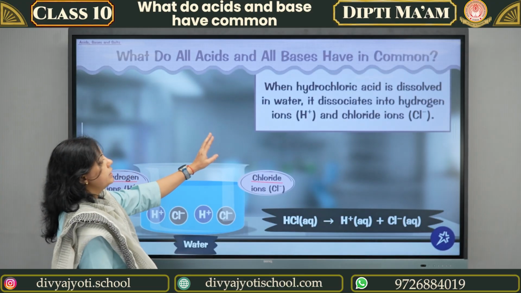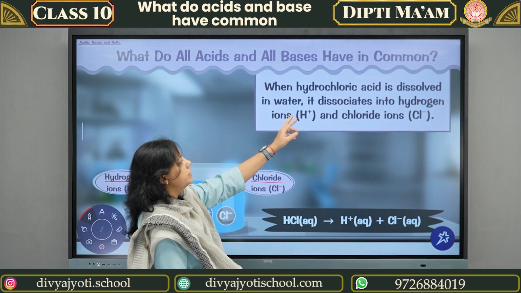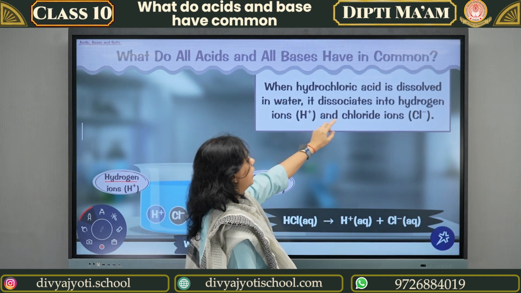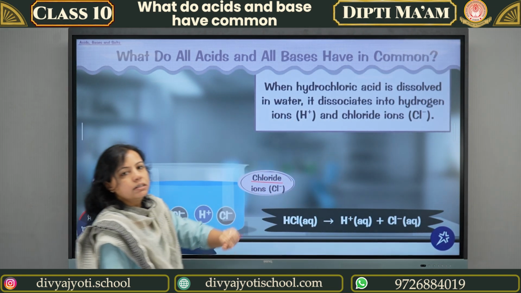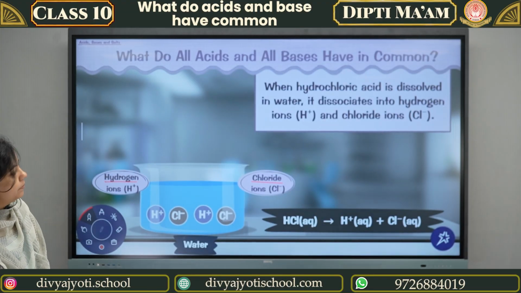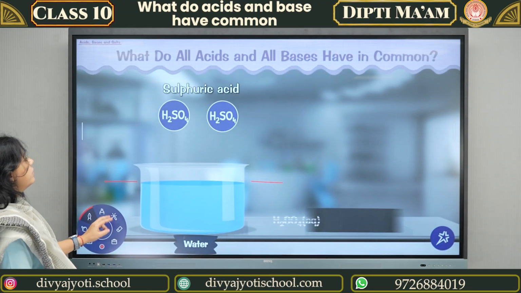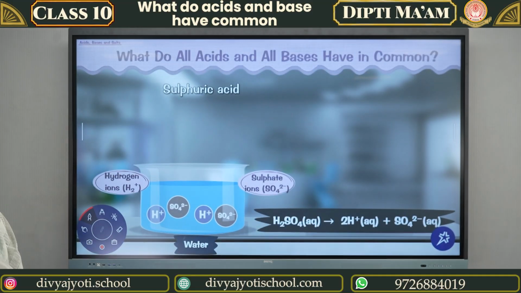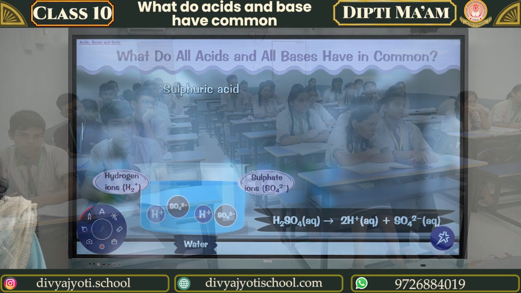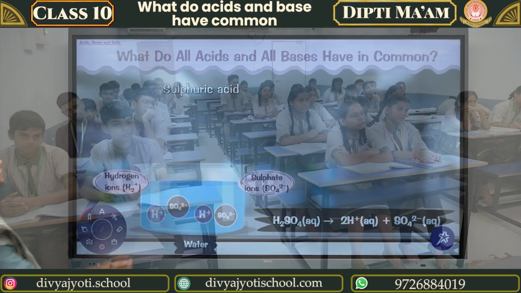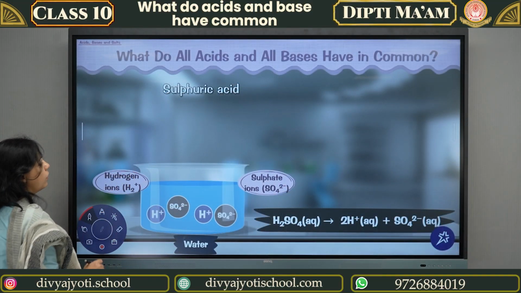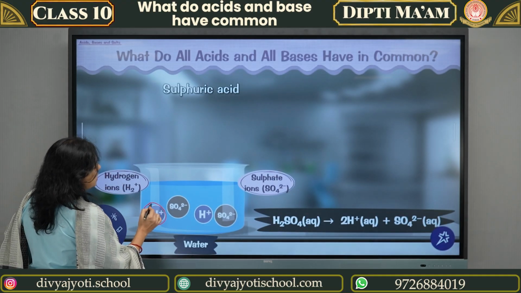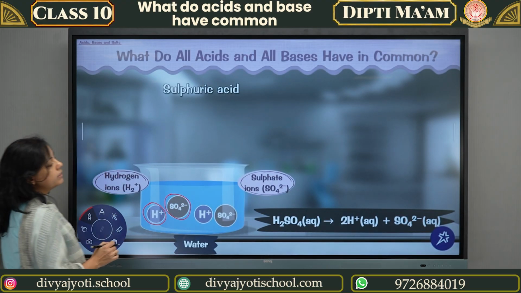When hydrochloric acid is dissolved in water, it dissociates into the hydrogen ion, that is the H+ ion, and the chloride ion, that is the Cl- ion. Now instead of HCl, suppose I take H2SO4. The name of H2SO4 is sulfuric acid. If sulfuric acid is added to water molecules, you can see the splitting into H+ ion and SO4 2- ion.